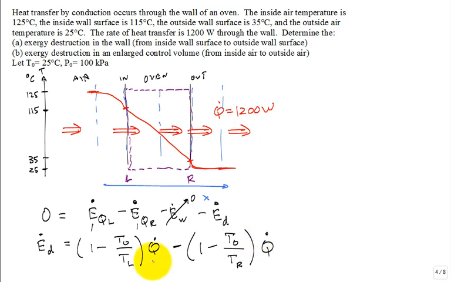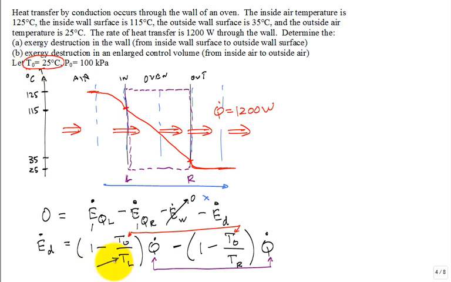Are these Q dots the same? Yes. Same. It's all 1200 watts. That's right. Are these T0s the same? Yes. Those T0s are the same. That's the dead state temperature. Often they give it as 25 degrees C. You have to make sure and put that into Kelvin, so it's 298 Kelvin.